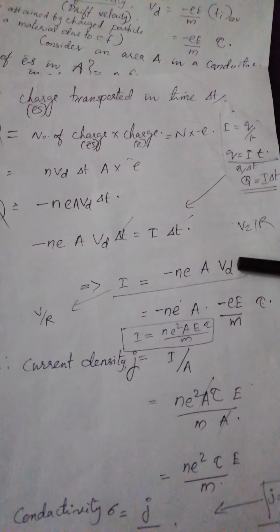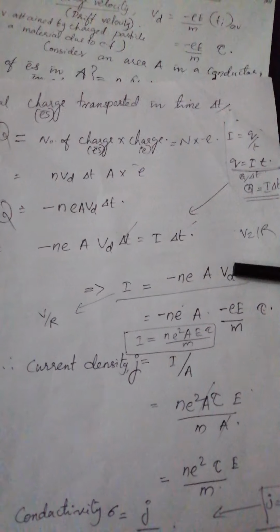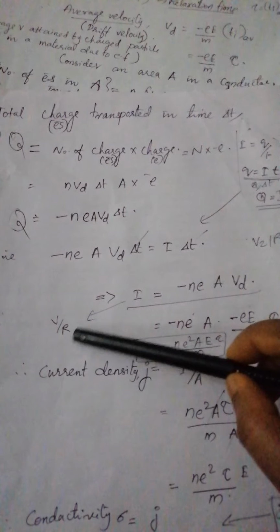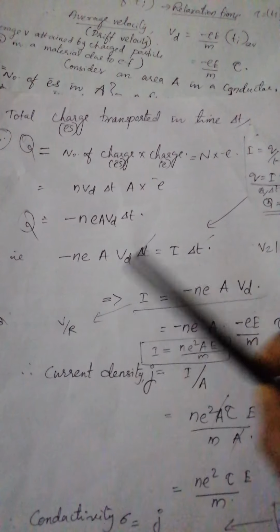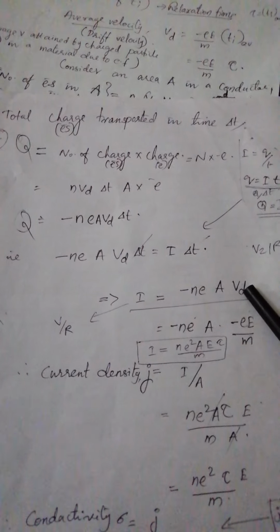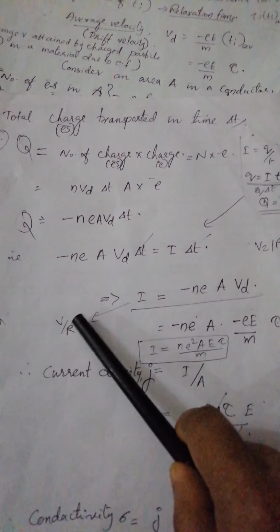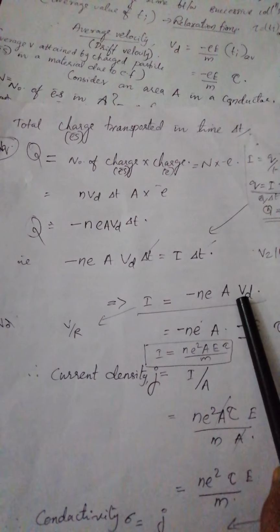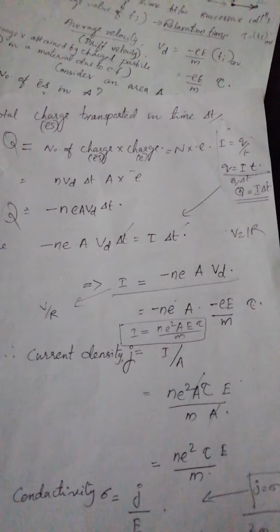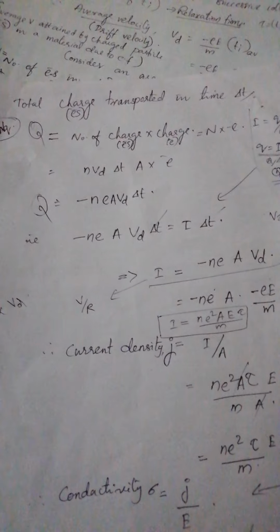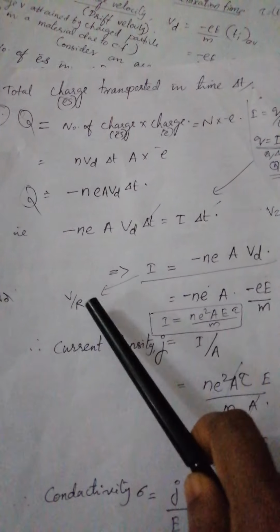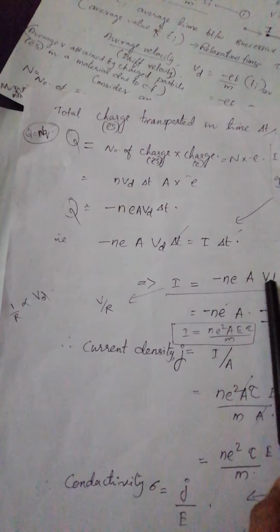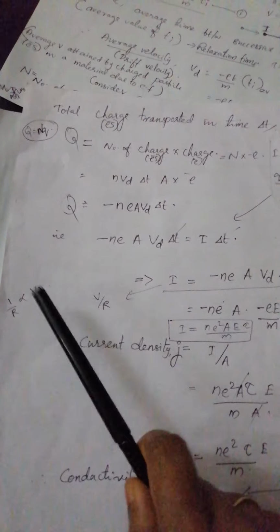That means when the drift velocity of electrons is more, we can say current is more, or we can say resistance is less for that material. When the drift velocity is more, the resistance of the material is less. See how they are related. This drift velocity and resistance are in inverse proportion: 1 by R is proportional to Vd.